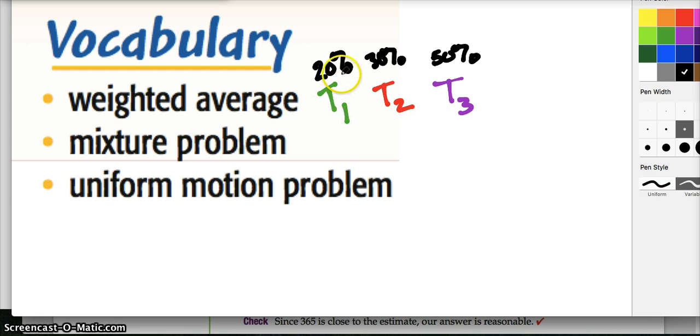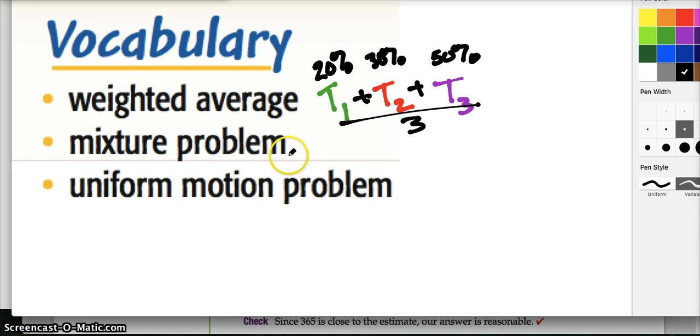So what does that mean? That means that this test isn't really worth as much as this last test. So you really need to get this last test going on if you want to pass. So if you had to calculate your grade, it wouldn't be as simple as just adding them up and dividing by 3. So that's what we're going to talk about. Weighted average would be each particular test, in this case, having a different value or a different weight.